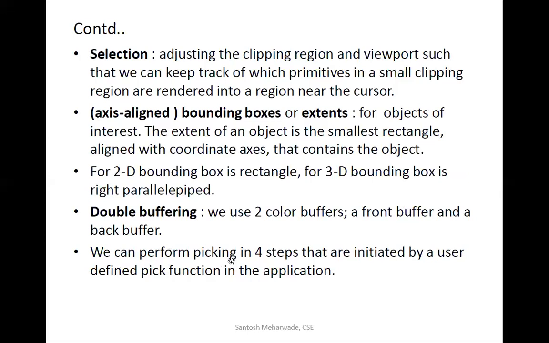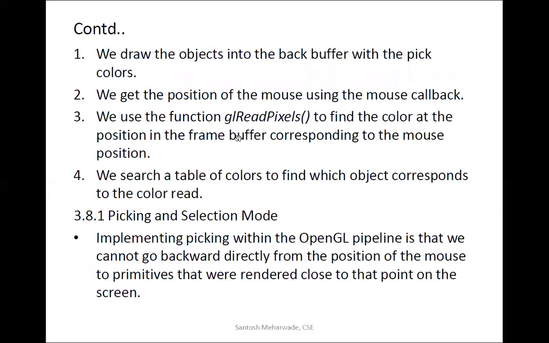We can perform picking in 4 steps that are initiated by the user, by defining a pick function in the application. First of all, we have to draw the objects into the back buffer with the picking colors. We have to pick the colors, that is, for that object, what type of colors you want to apply.